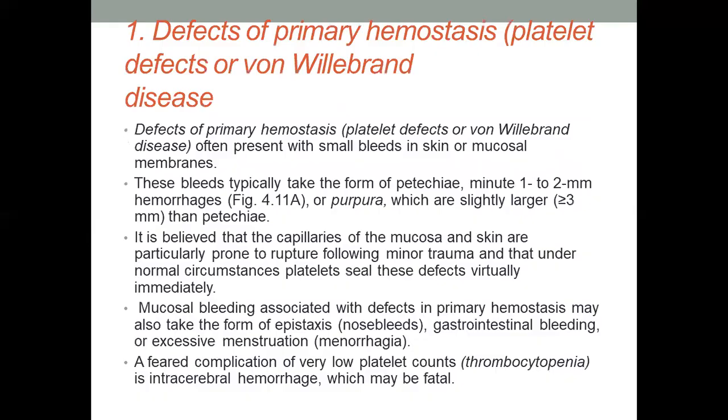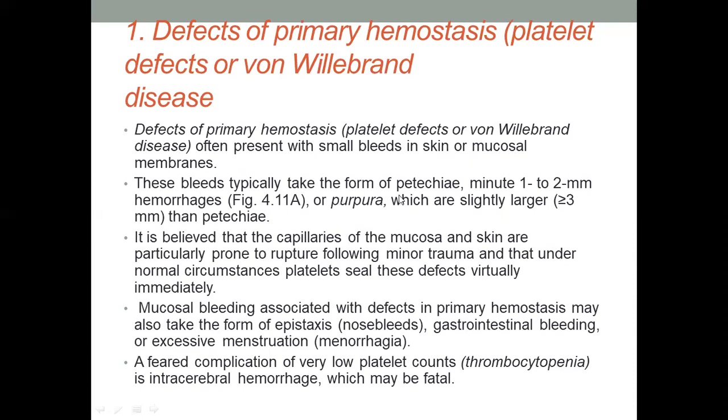First of all, defects of primary hemostasis, platelet defect or von Willebrand disease. The defects of primary hemostasis, platelet defect or von Willebrand disease, often present with small bleeding in skin or mucosa. How does von Willebrand disease occur? We have already discussed. It is caused due to deficiency of von Willebrand factor. You can remember from the first lecture of hemostasis.